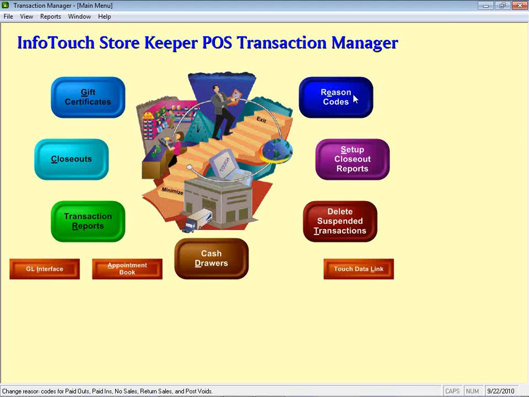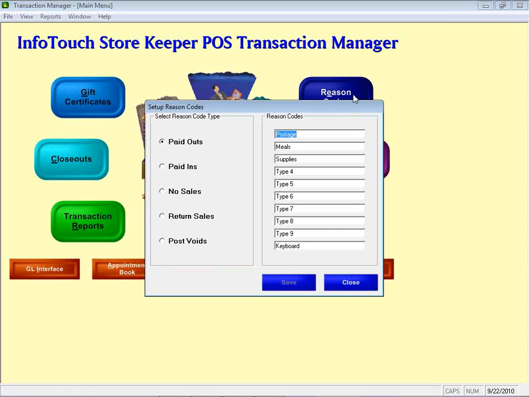Okay, let's go next to reason codes. And again, I'm going to come back to the register module. There are a variety of transaction types that you can do in the register where we want to track why you're doing it. These are generally sensitive things. For example, the first one you can see is paid out. So if you're going to take money out of the drawer that is no longer going to my bank account, I want to know why. And all of these reason code types default to being type 1, 2, 3 through 9 and keyboard.